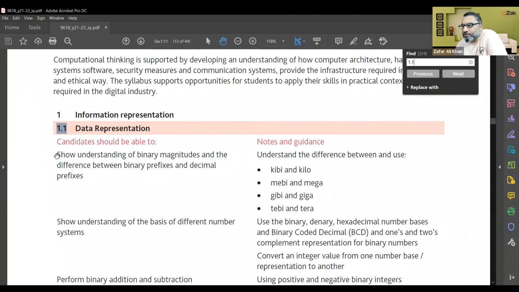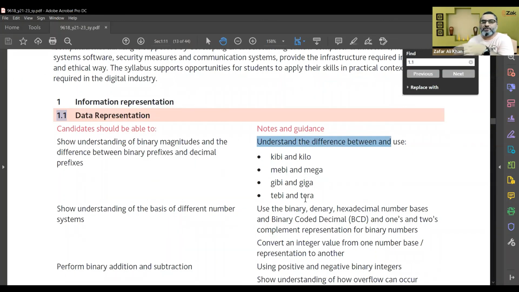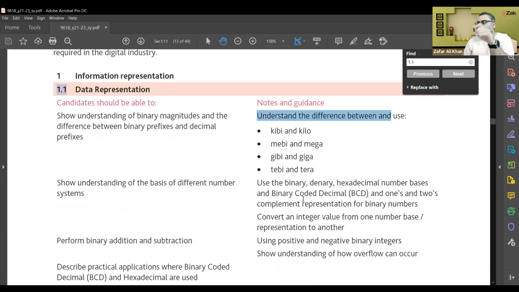Candidates should be able to show understanding of binary magnitude and the difference between binary prefixes and decimal prefixes. So notes and guides: understand the difference between kibi and kilo, mebi and mega, gibi and giga, and tebi and tera. So you got it now. Okay, I'm going to send you these images of the pages which I have just written. So you would have this understanding and you have to keep it in mind.